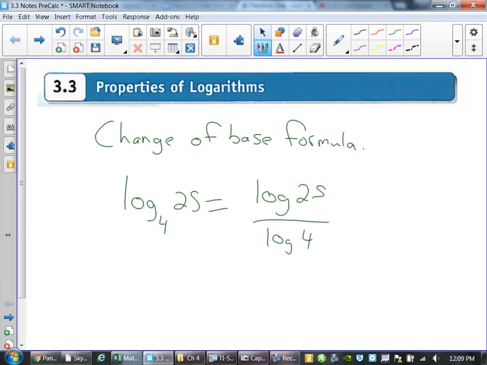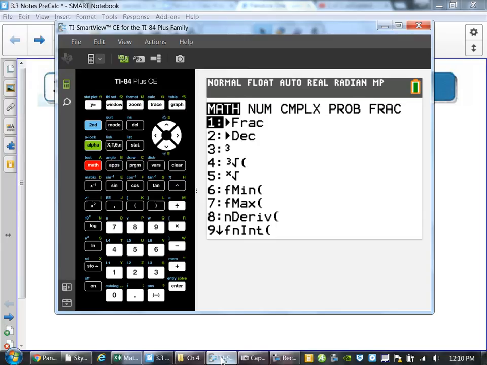If you had, like in chemistry, you might have had to have done this. So if you had just the old multi-view calculator, and you had to do your homework, you're like, oh no, I can't do it, I don't want to change base. I can actually go in my calculator, type in the log of 25, hit enter, divide that by the log of 4, and hit enter, and I get the answer.